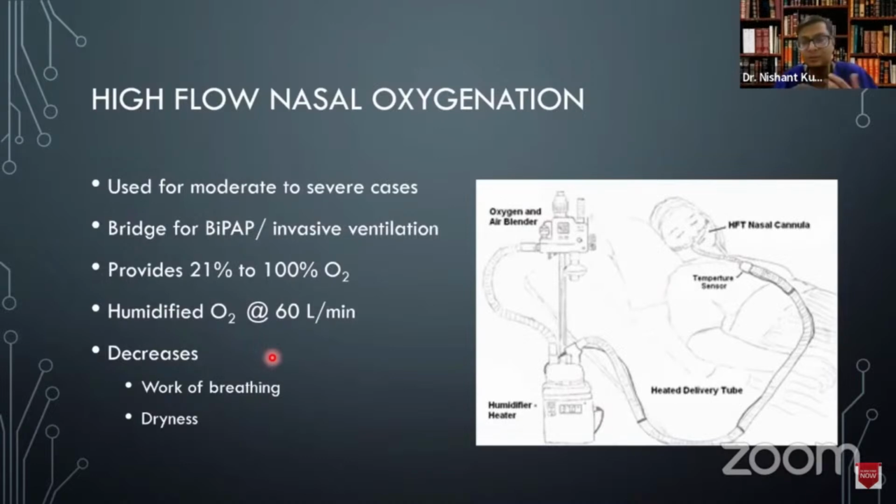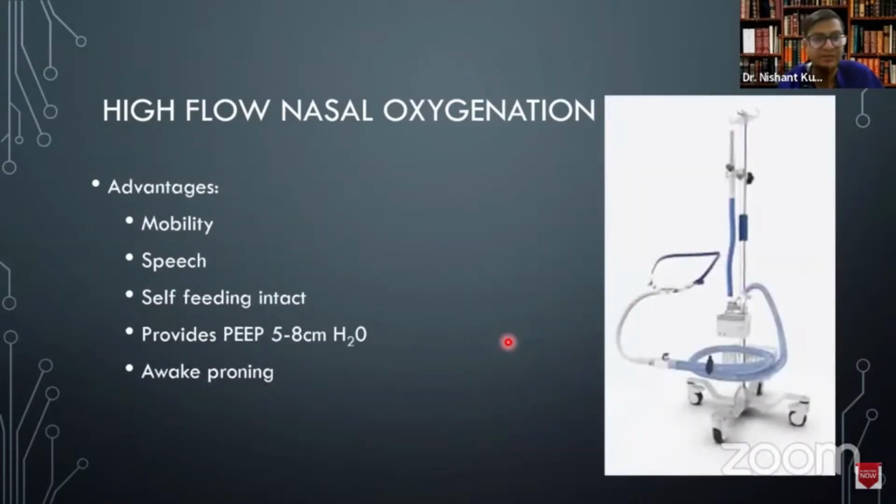Now, the fundamental behind this is that with such high flows, it will give some amount of PEEP, keep the airway open, keep the alveoli inflated, and it decreases the work of breathing. And because of the humidification, it prevents dryness. Again, the advantages are with the cannula, the patient can move about, patient can talk, you can self-feed, it provides a PEEP of 5 to 8 centimeters of water, and you can even prone the patient.